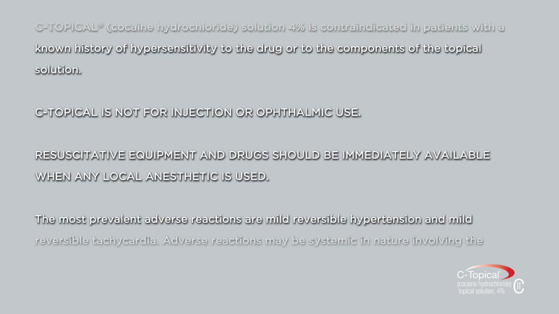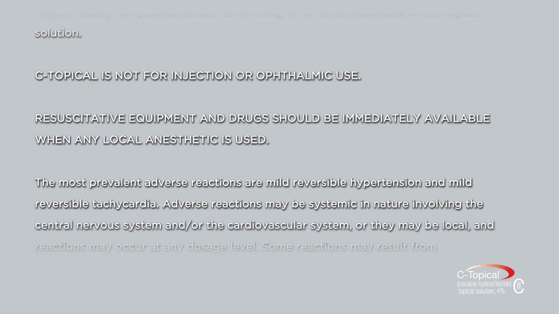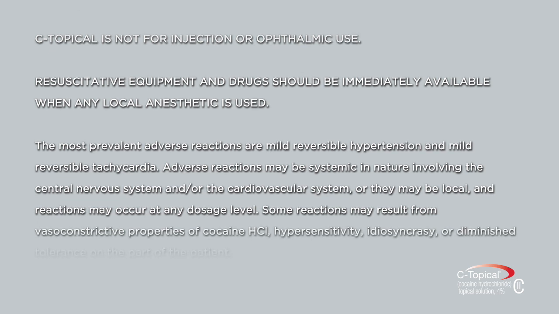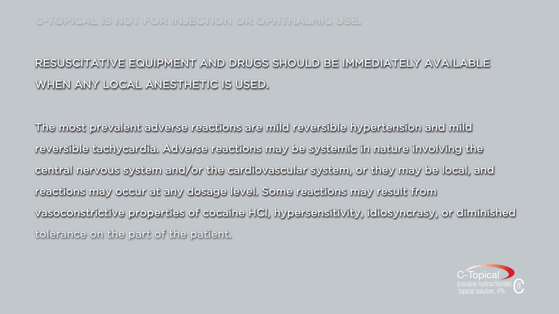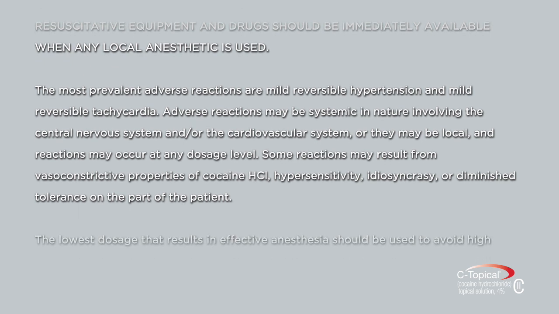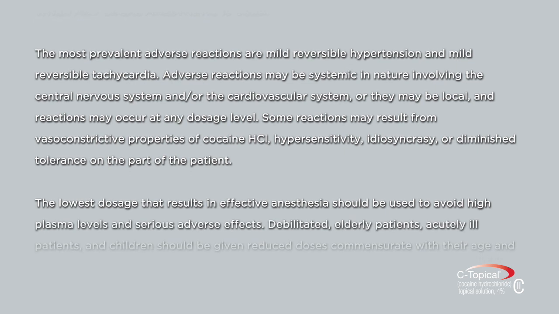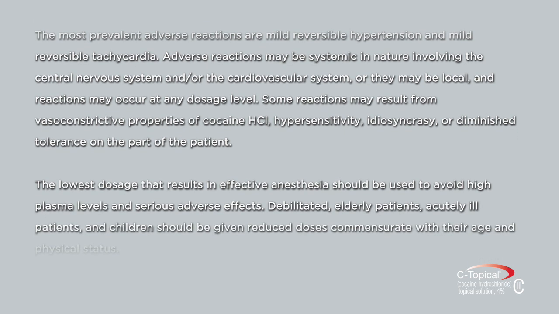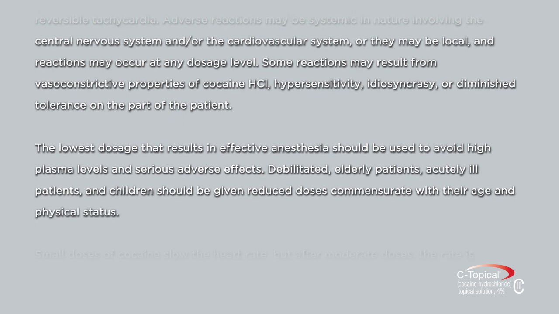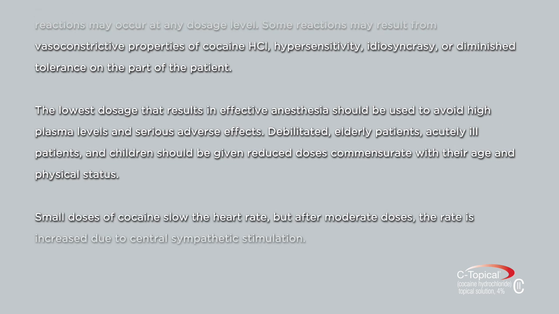The most prevalent adverse reactions are mild reversible hypertension and mild reversible tachycardia. Adverse reactions may be systemic in nature, involving the central nervous system and/or the cardiovascular system, or they may be local and reactions may occur at any dosage level. Some reactions may result from vasoconstrictive properties of cocaine hydrochloride, hypersensitivity, idiosyncrasy, or diminished tolerance on the part of the patient. The lowest dosage that results in effective anesthesia should be used to avoid high plasma levels and serious adverse effects. Debilitated elderly patients, acutely ill patients, and children should be given reduced doses commensurate with their age and physical status.